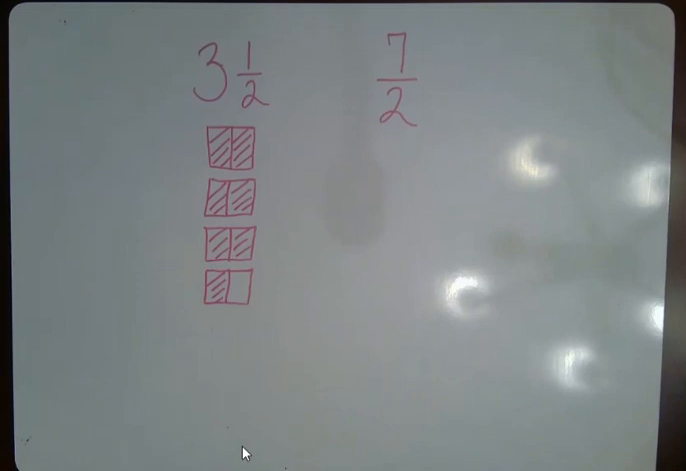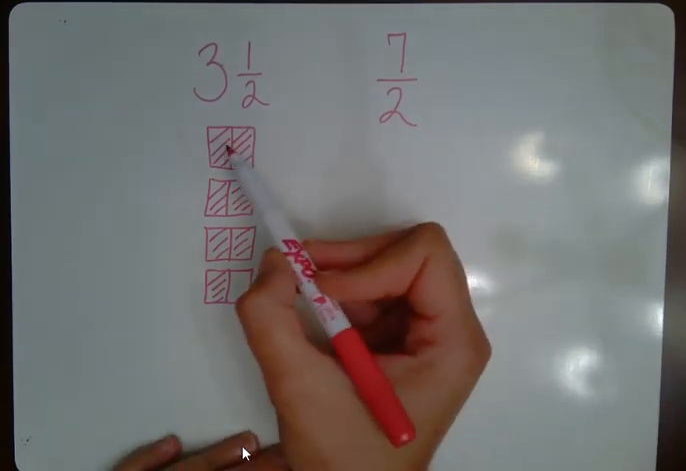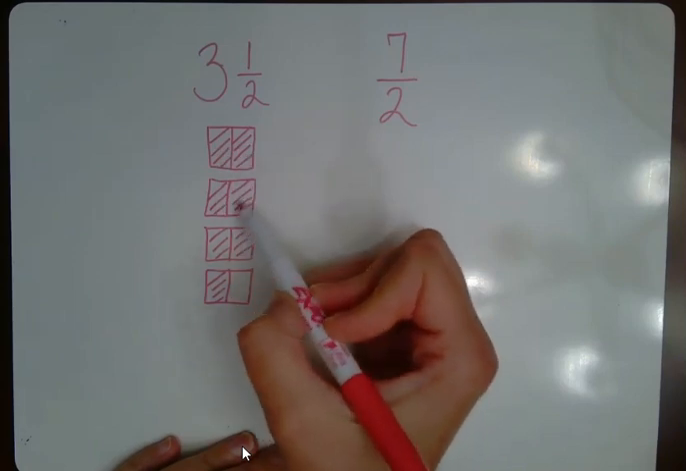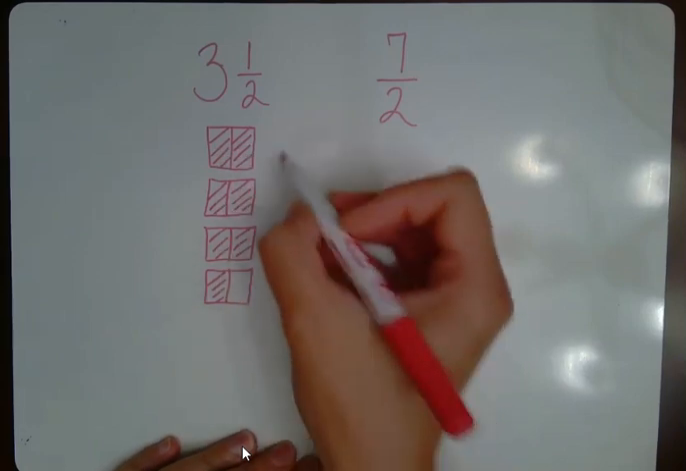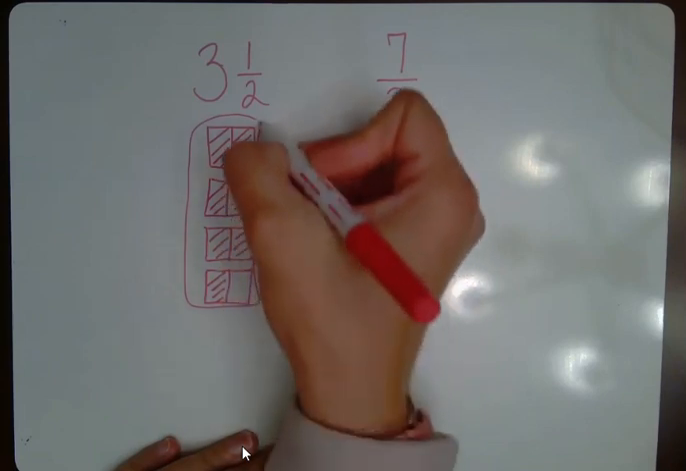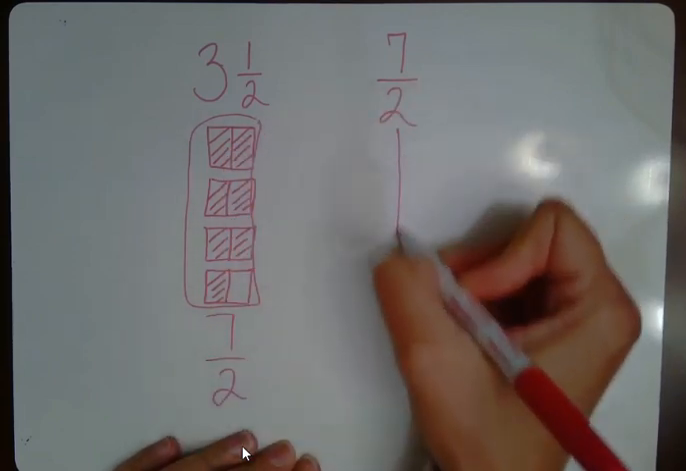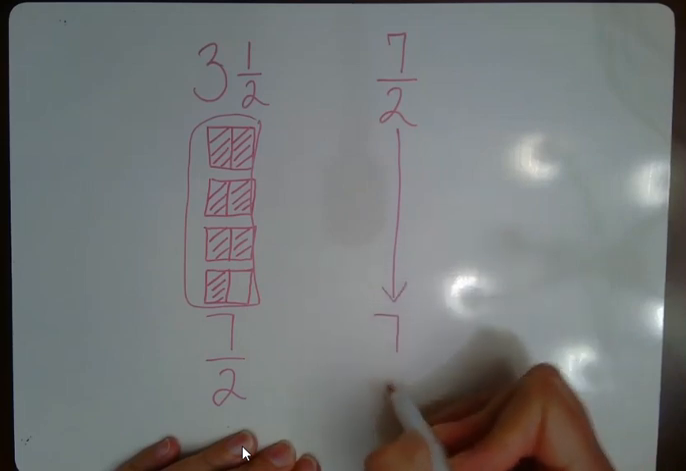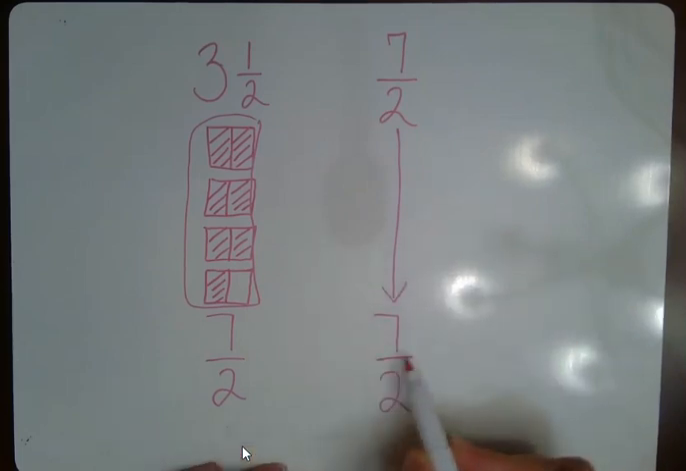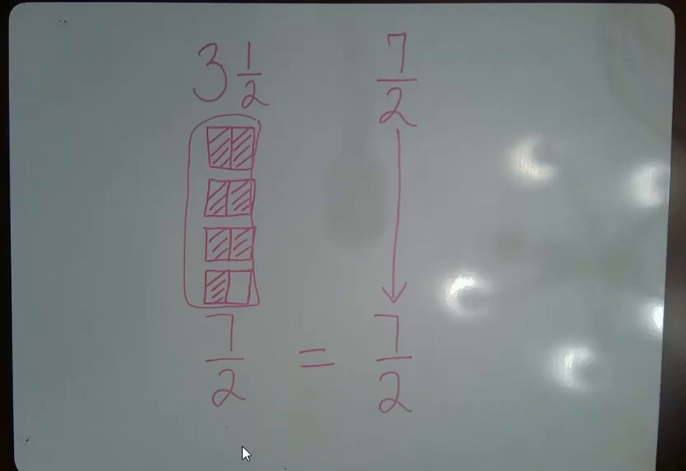If I want to see how much it is as an improper fraction, then I would count 1, 2, 3, 4, 5, 6, 7. This also equals 7/2. Now I can bring my improper fraction down and I can see that these two fractions are equivalent.